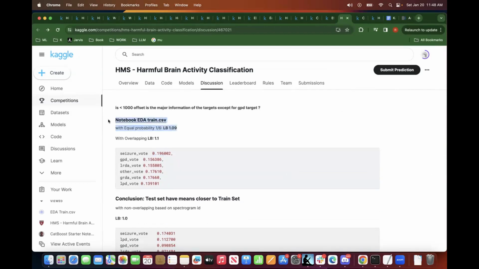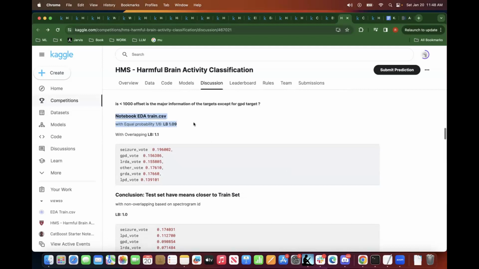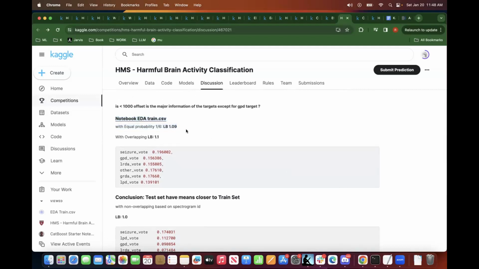So, submissions and probing of the leaderboard was something I was seeing. I've never really done that, and it was interesting to see these approaches. The simplest approach one could try is that you have 6 potential targets and you weight them equally. So you say 1/6 is the probability for each of them, you make a submission, and you get back a leaderboard score of 1.09.